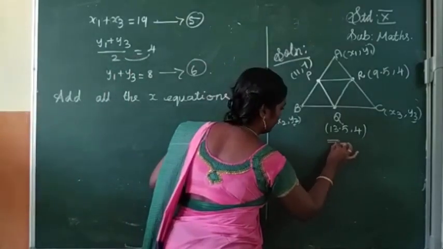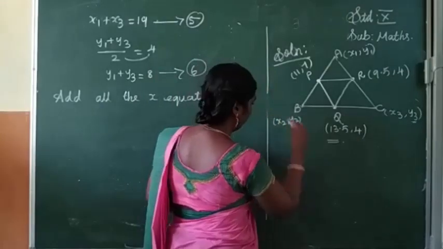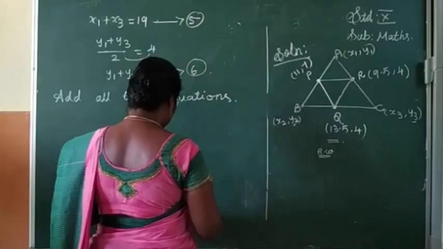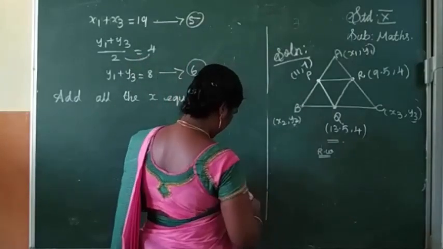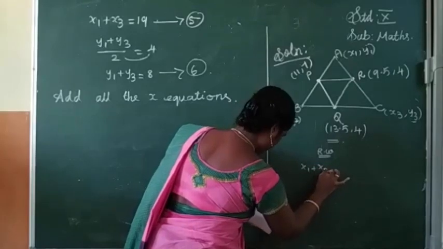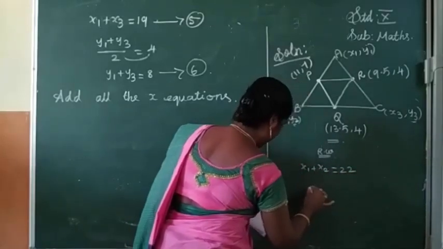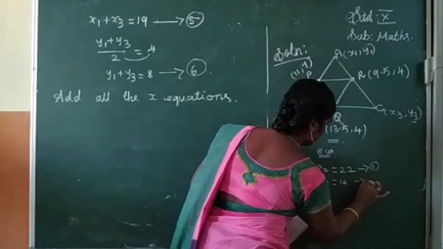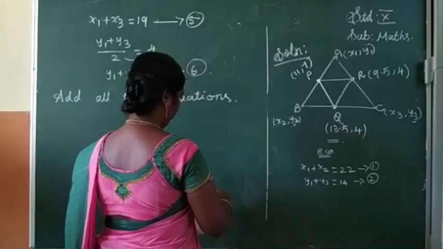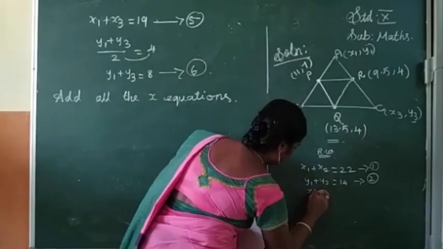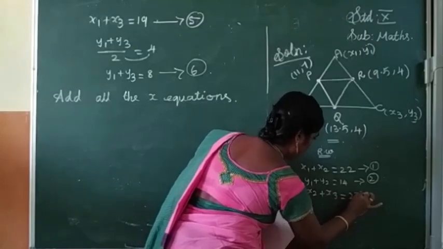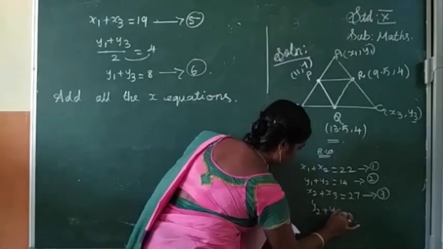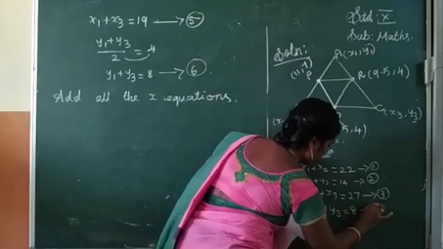Here I will rewrite all the equations. The first equation is x1 plus x2 is equal to 22. Then y1 plus y2 is equal to 14. This is equation number 1, this is equation number 2. Then x2 plus x3 is equal to 27. This is equation number 3. Then y2 plus y3 is equal to 8. This is equation number 4.